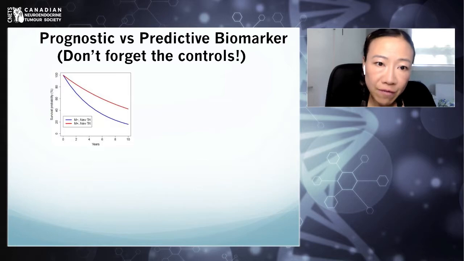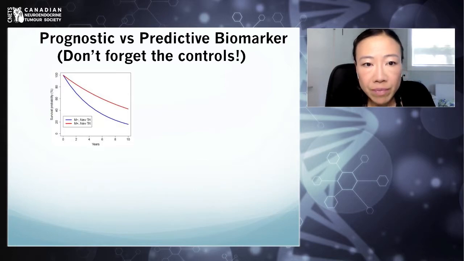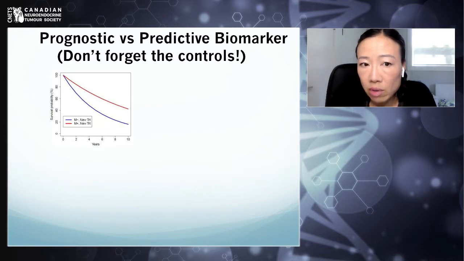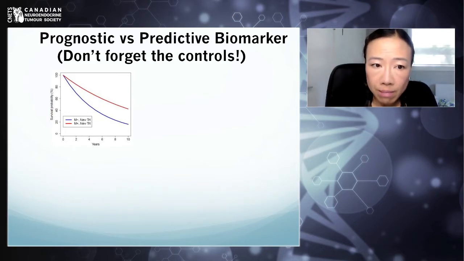This curve is from a standard open label phase 2 clinical trial. The blue line represents the patients without the biomarker. The red line represents the patients with the biomarker. All patients are receiving this new treatment, but there's no control. So a single-arm phase 2 trial means that everybody gets the same treatment and you see what their outcomes are.